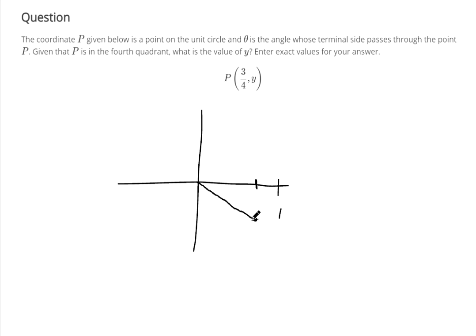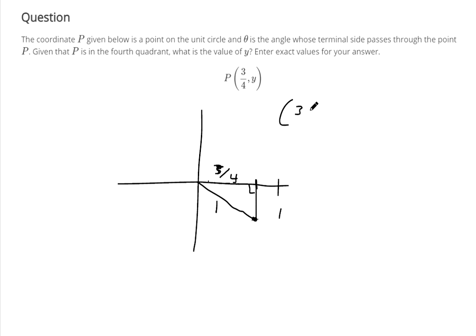Let's make a right triangle, because we're in the trig unit, probably going to have to do some right triangle stuff here, right? We know that this side is 3/4 because the x-coordinate is 3/4. To get over here, we go 3/4 on the x-axis. We don't know the y value. We do know that it's a point on the unit circle. So if it's a unit circle, the only special thing about the unit circle is it's centered at the origin and it's got a radius of 1.